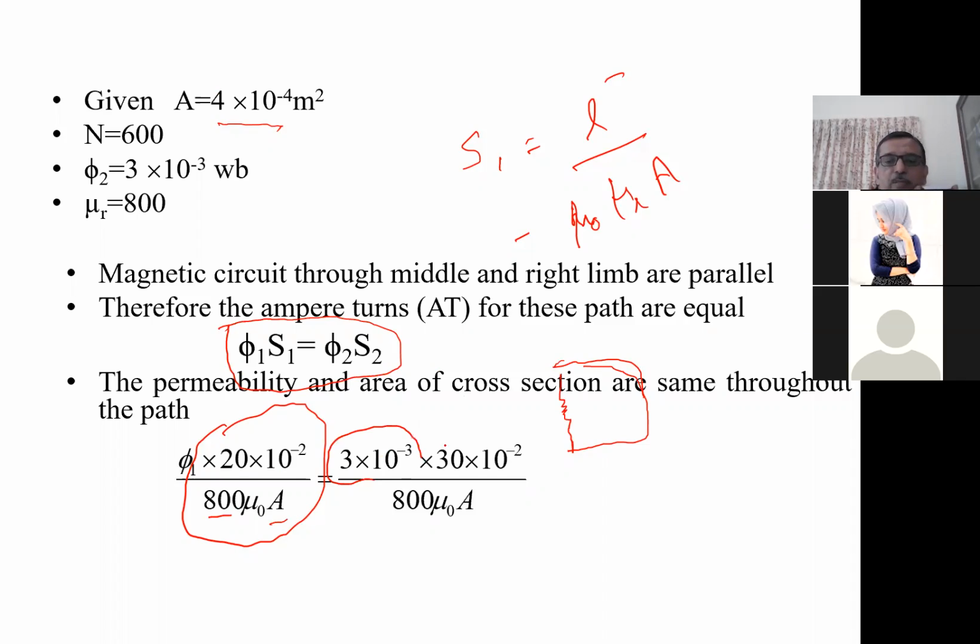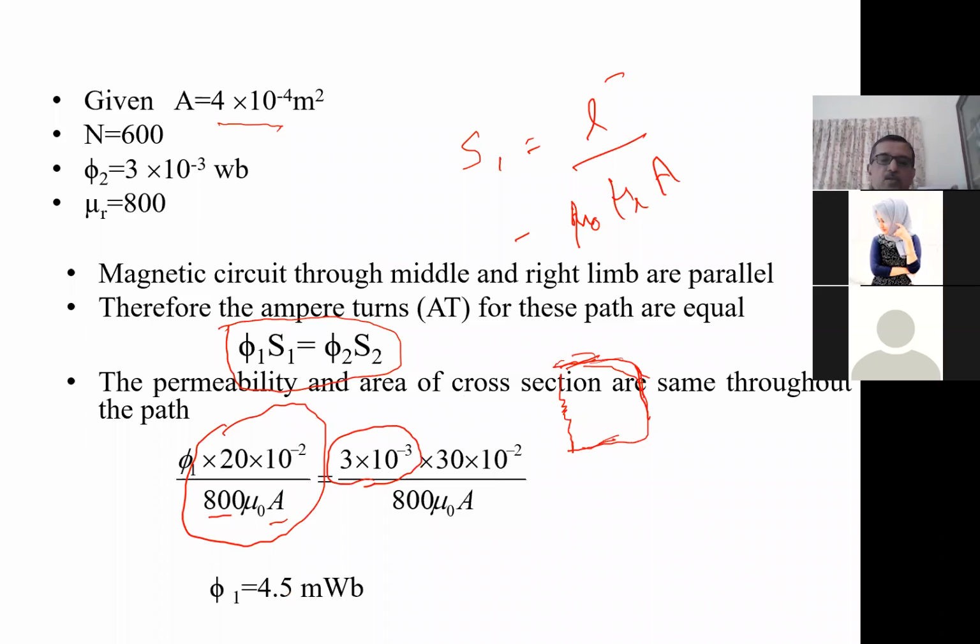And what about the right path? Phi 2 is 3 milliweber. What are the lengths in centimeter? This is 10 centimeter and this is 10 centimeter. This is 5 centimeter and this is 5 centimeter. So the total length is 30 centimeter. So from this we'll get phi 1. Phi 1 is 4.5 milliweber.